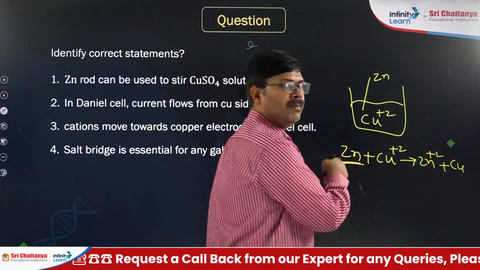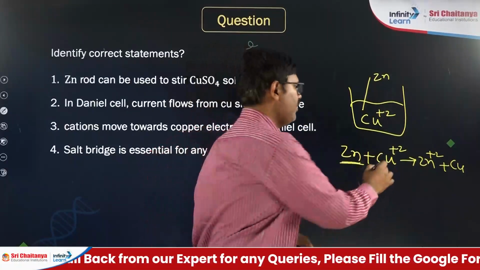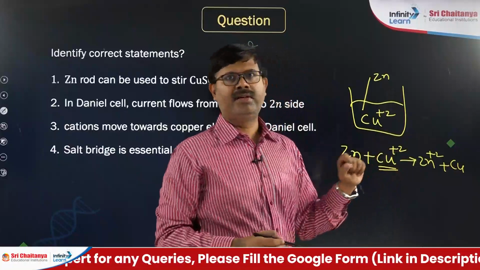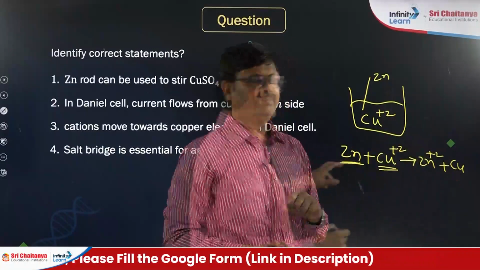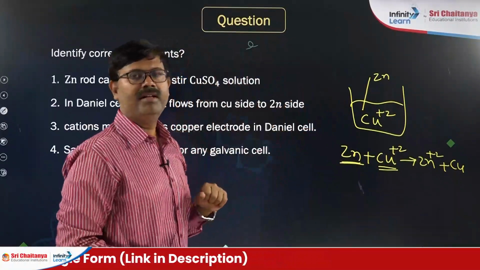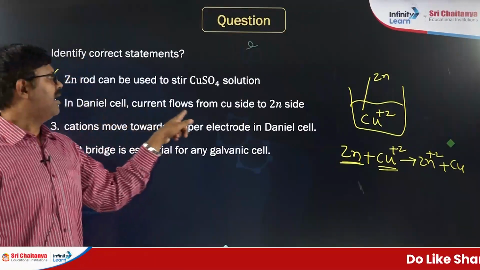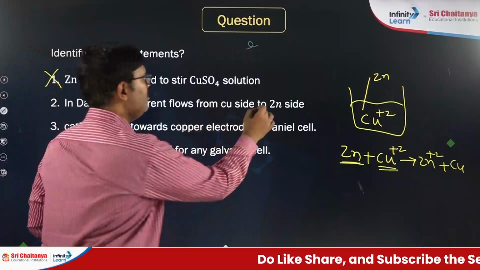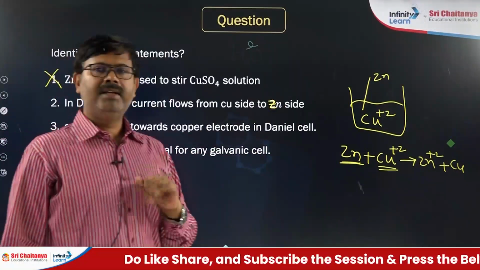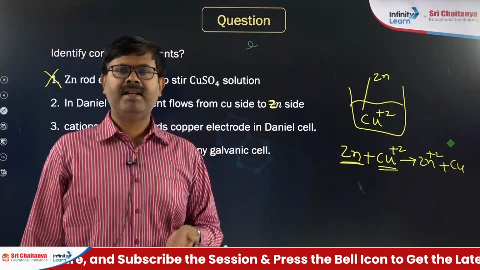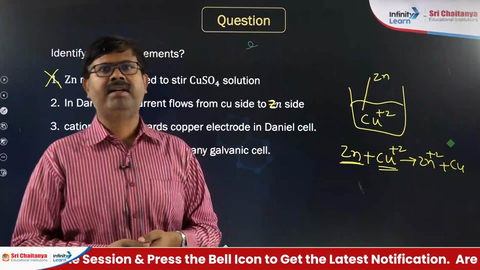Zinc means upper metal; it displaces the lower metal from its salt solution, and the reaction takes place like this. Therefore, we cannot use a zinc rod to stir CuSO4. This is wrong. In the Daniell cell, current flows from copper side to zinc side. Now see, the Daniell cell is a very important galvanic cell.